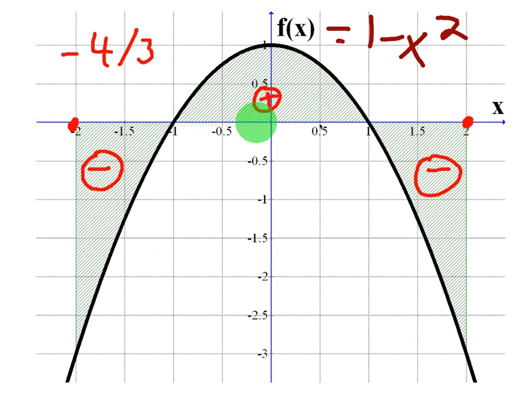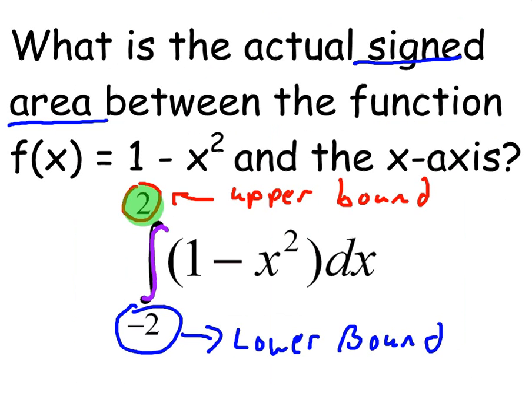Obviously, if those bounds were different, we'd get a different area. For example, if the bounds were from -1 to 1, we would only be concerned with this area right here, and it would, of course, be positive. And then the function that we're finding the signed area of, or the definite integral of, goes to the right of the integral sign. In this case, we want to evaluate 1 minus x squared from -2 to 2, and you always want to include your dx since you're doing it in terms of x.